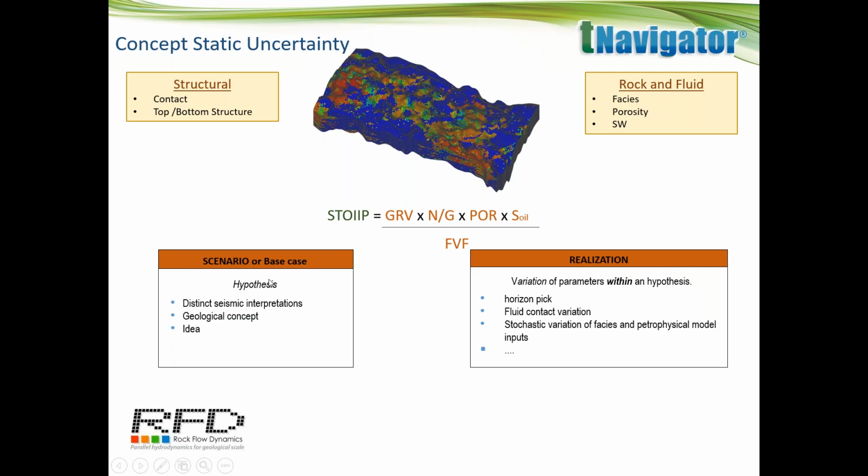And then we play around with our hypothesis. So we play around with some of the scenarios. So how do we do that? We play around with our horizon picks, play around with our contacts, and vary our contact. We vary some parameters perhaps within our facies modeling and petrophysical modeling, etc., etc.